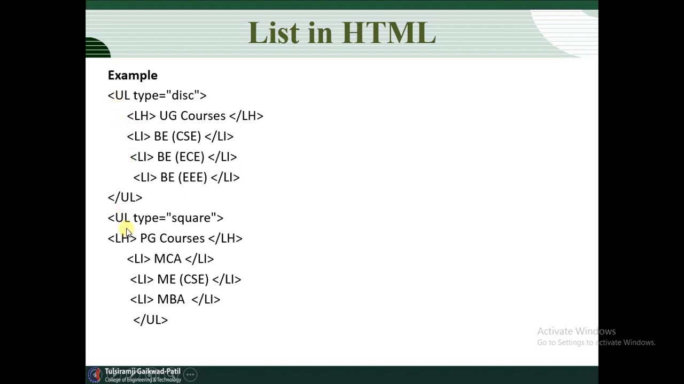Now in the second type we have used UL type equals square. In the first we used disc, and in the second we use square. In the square list we have given the heading PG course, where we have the three sub-elements MCA, ME and MBA.